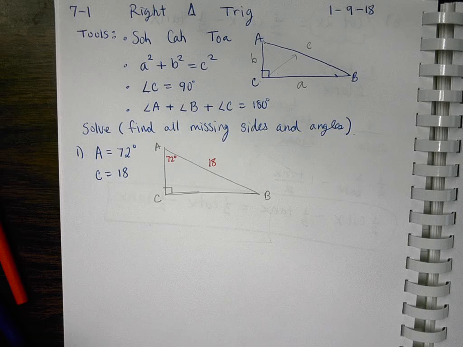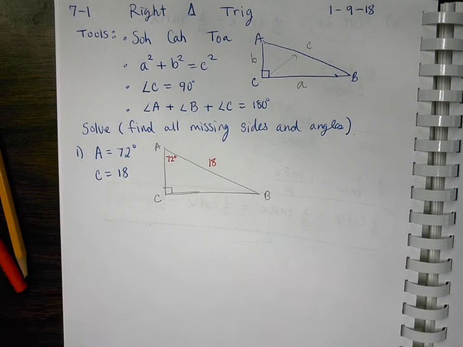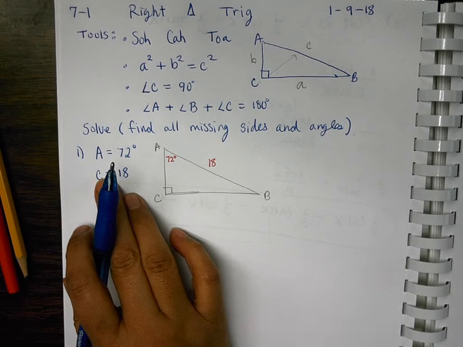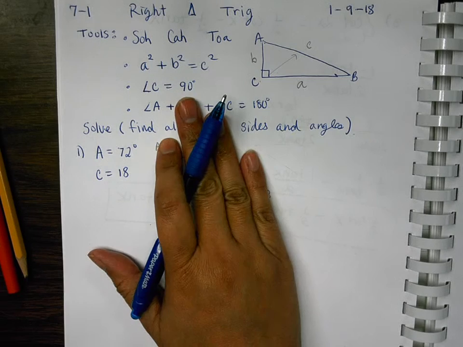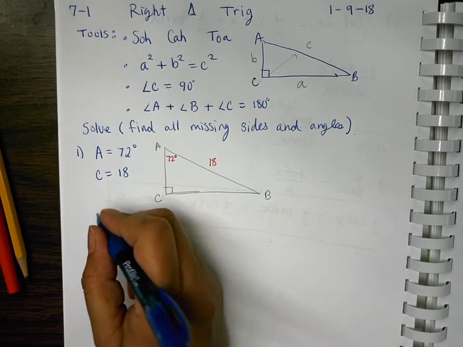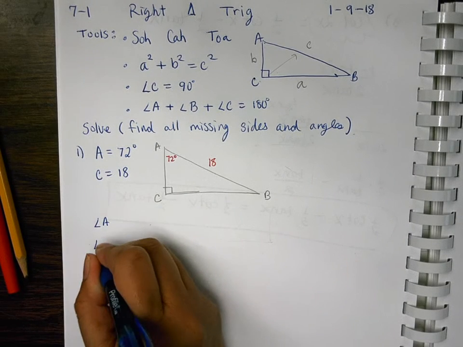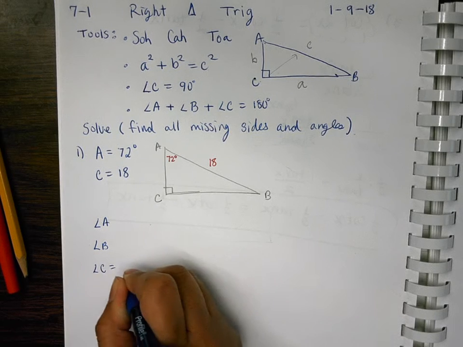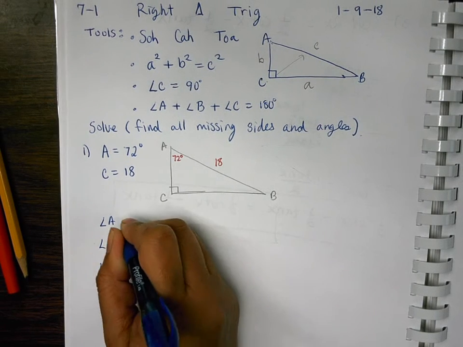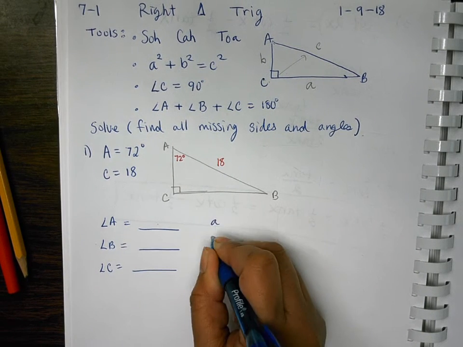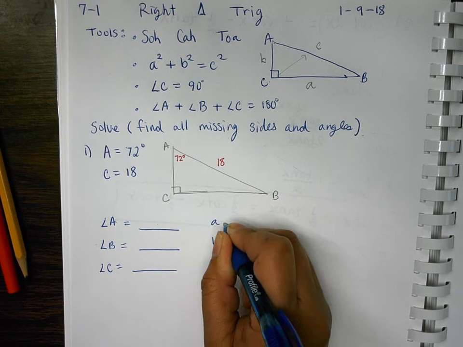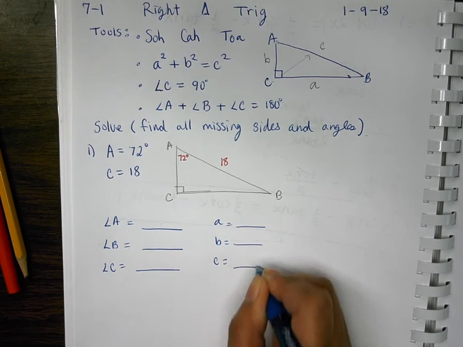Okay. Now, here is how I want to see your work done today. Are you ready? Did you do your problem? You're going to write this. This will be given. You're going to draw your picture. And then you're going to write this: angle A, angle B, angle C. And this is how I want it done from here on out. And then little a, little b, little c.